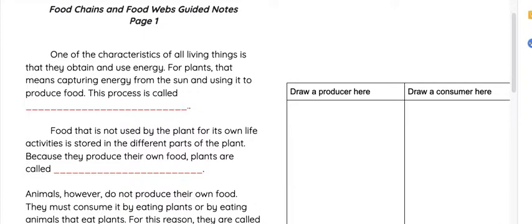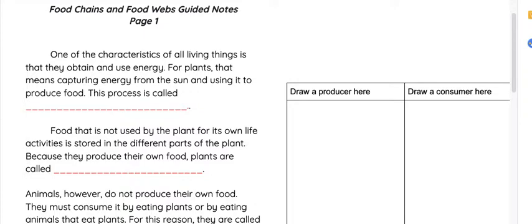So here's what I would like you to do: make sure you have a pencil with a good eraser, nice and sharp. Remember, you can stop this video at any time if you need to take your time to write down the word. If I'm going a little bit too quickly for you, feel free to push pause. I'm okay with that. So here we go.